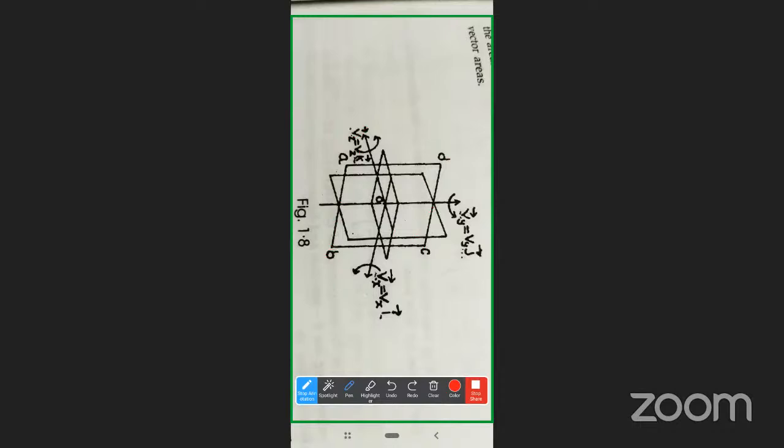So curl V is equal to the determinant with rows i, j, k; ∂/∂x, ∂/∂y, ∂/∂z; and Vx, Vy, Vz. That is the simplification from the last class, which I have explained. Then we get the curl value.